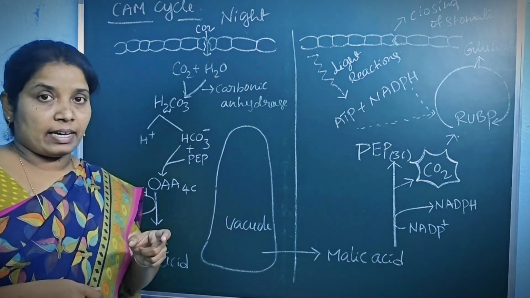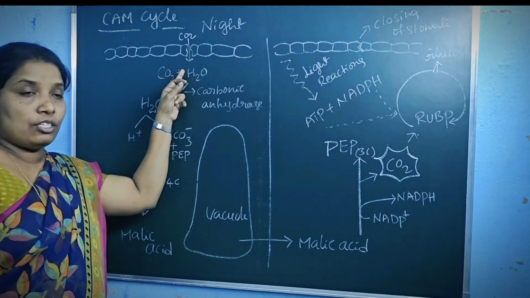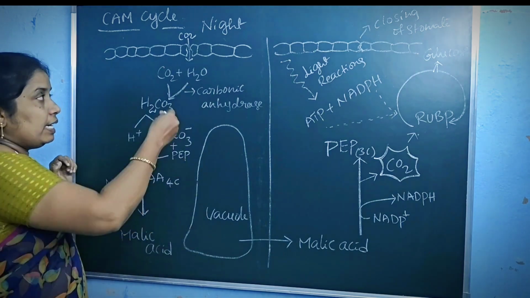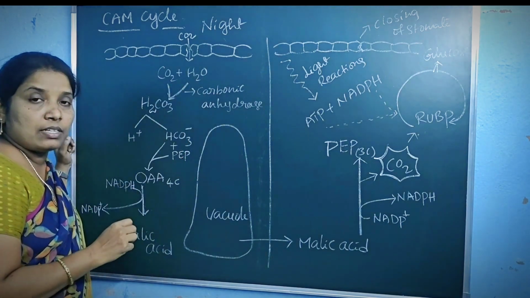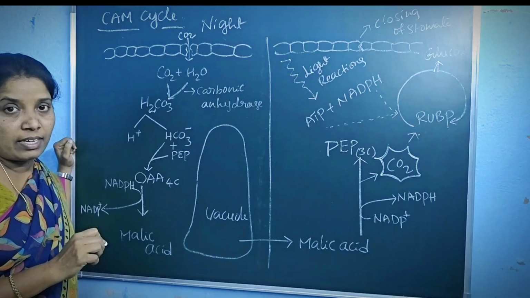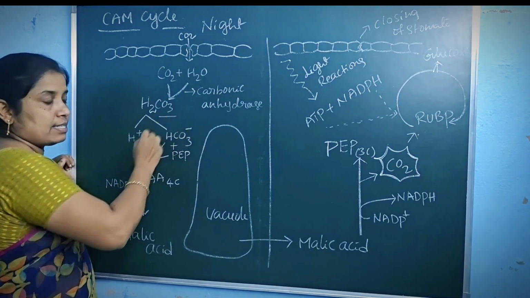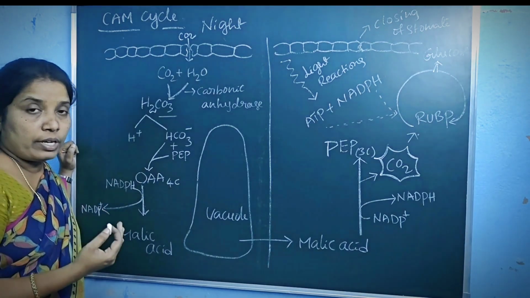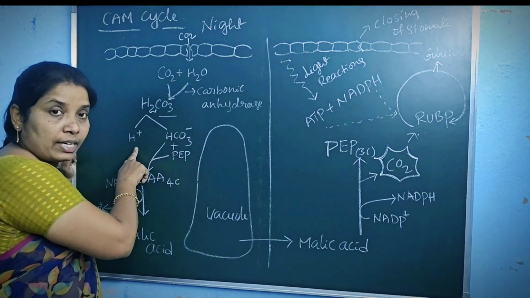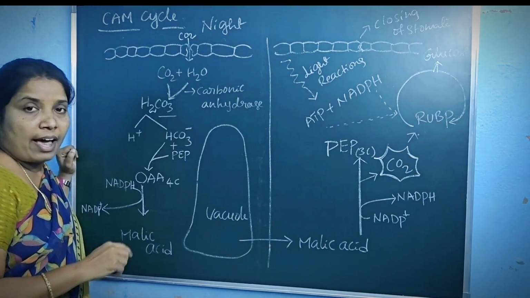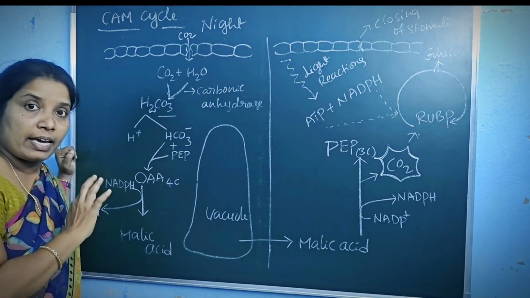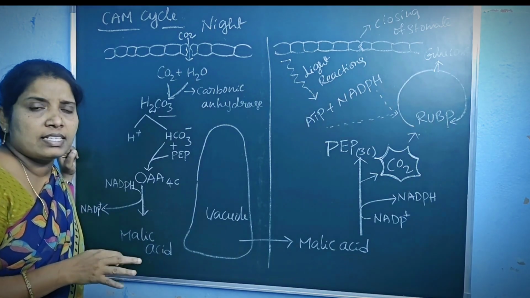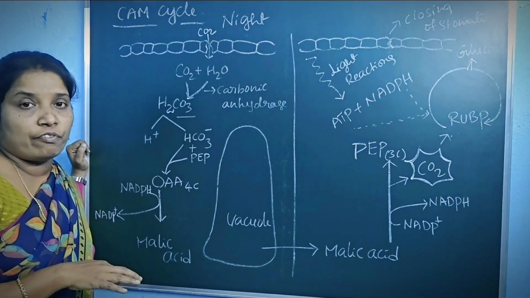During the night time, CO2 diffuses into the mesophyll cell. It combines with a water molecule in the presence of the enzyme carbonic anhydrase and converts into carbonic acid. Now the carbonic acid splits into H plus ions and bicarbonate ions. Actually, plants take CO2 in the form of bicarbonate ions. The same occurs in C3 plants as well as C4 plants.